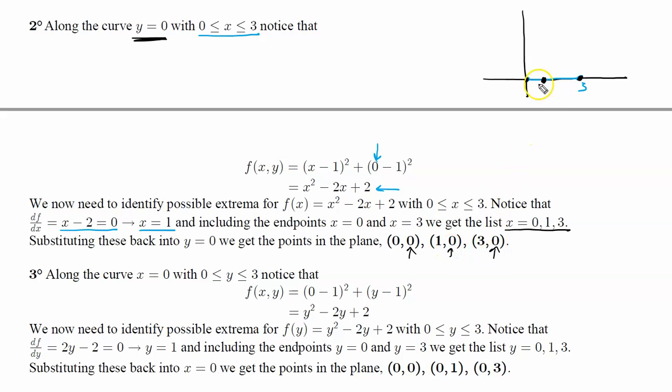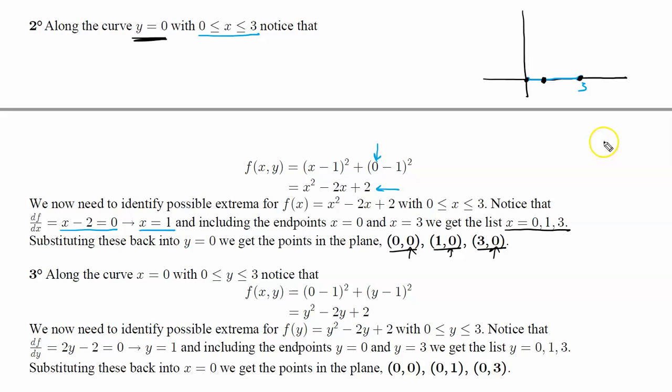Well, in other words, all these points have y coordinate of 0. Okay, so now we need to also test these points. Okay, so now we have the list of points.